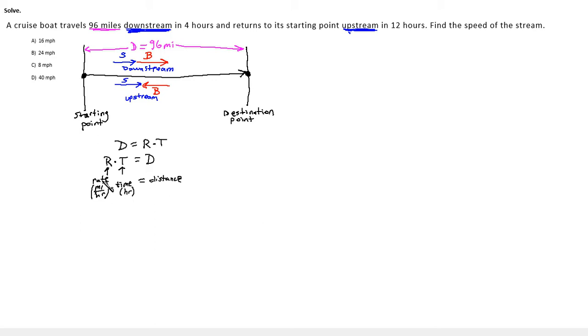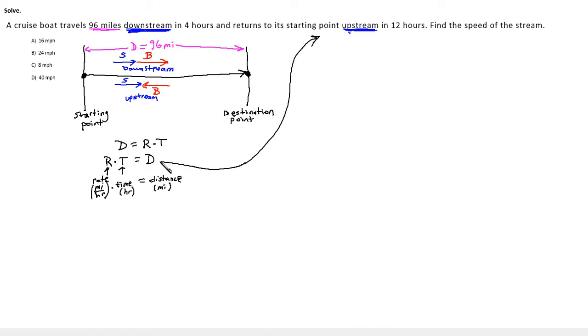So if rate is in miles per hour and time is in hours, then distance would be measured in miles. All these units must agree to continue. Okay, let's make a table, the table that would help us describe the problem. Let's go ahead and show the table up here.